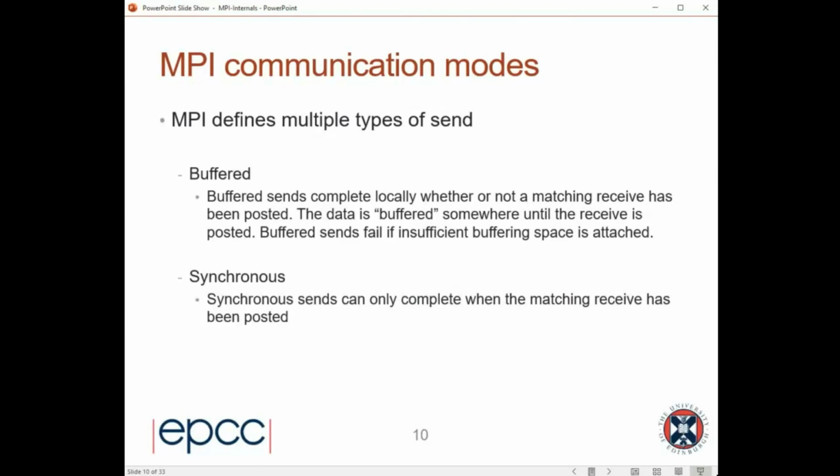So we'll come back to that, but for the moment, in MPI, we've talked about multiple types of send. We've talked about buffered already. Buffered sends complete locally. In other words, the call returns to you whether or not a matching receive is posted. The data is buffered somewhere until the receive is posted. I've said in MPI, it's rather nasty. It's up to the user to supply that buffering. Buffered send fails if insufficient buffering space is attached. The routine is called MPI buffer attach.